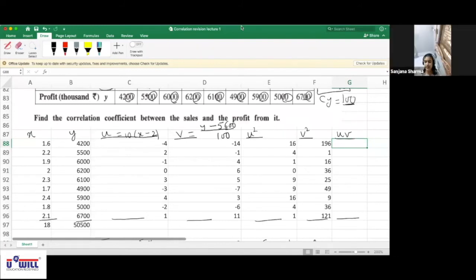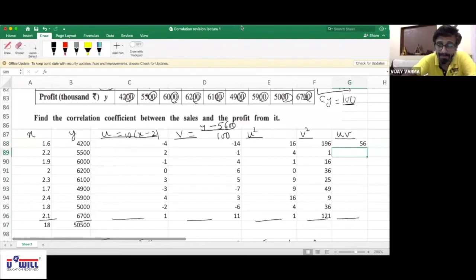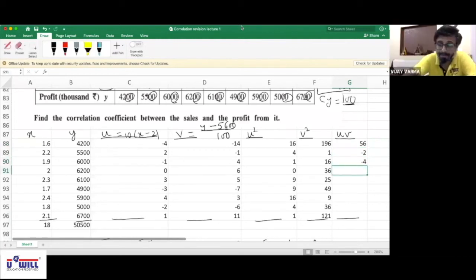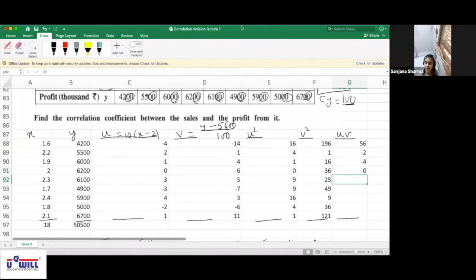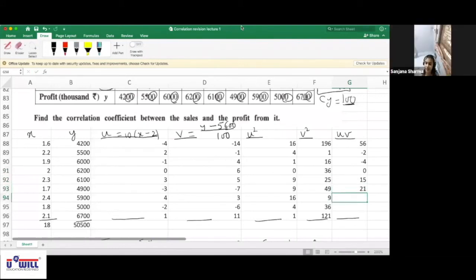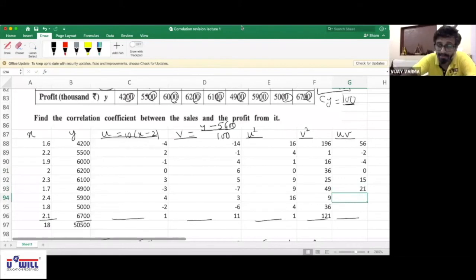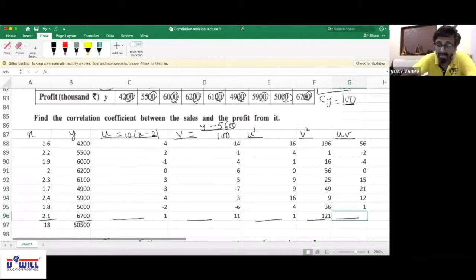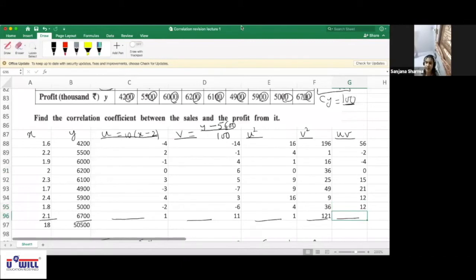56, 4 into 14, 56. Next, minus 2, 2 into 1, minus 2. Very good. Minus 4, minus 1 into 4, minus 4. 0, 0 into 6, 0. 15, 3 into 5, 15. 21, minus 3 into minus 7, 21. 12, 4 into 3, 12. 12, 2 into 6, 12. 11, 1 into 11, 11.